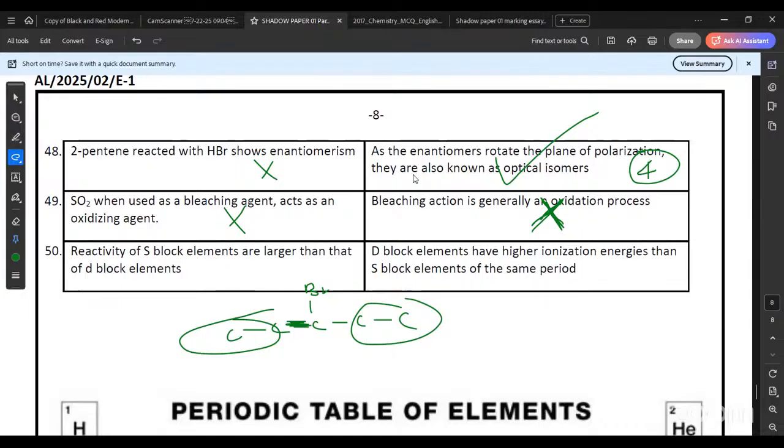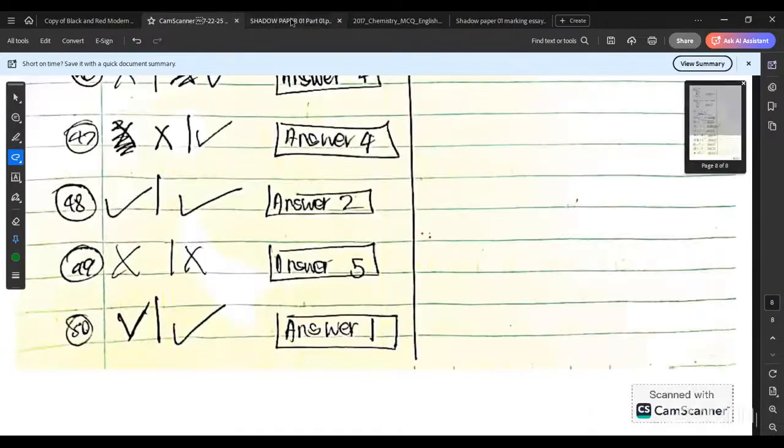2-pentene with HBr. No, 1, 2, right? 2-pentene. That means the double bond will open here if you react with Br, and then Br will come to the central atom, and then this is not a chiral carbon. Why? CH2CH3 and CH2CH3, these two same groups are attached. So you can't take that.